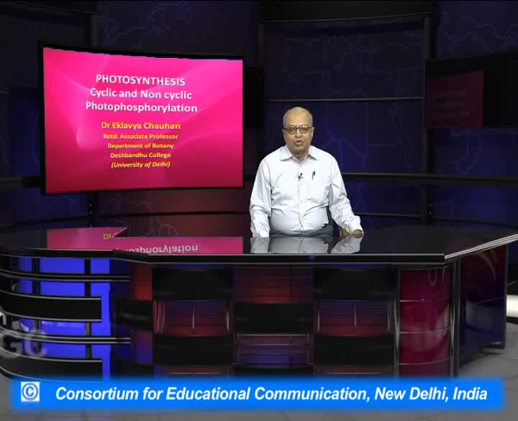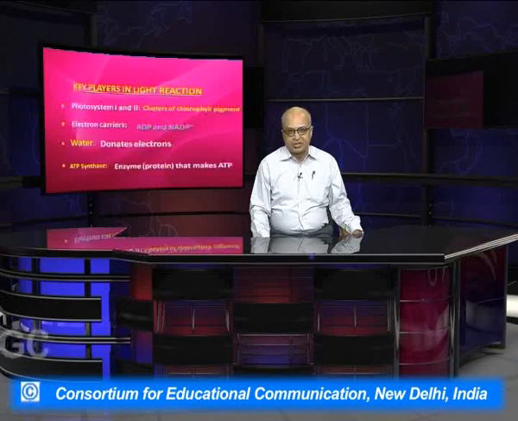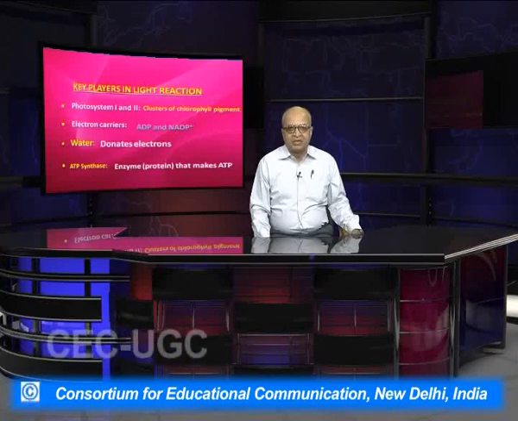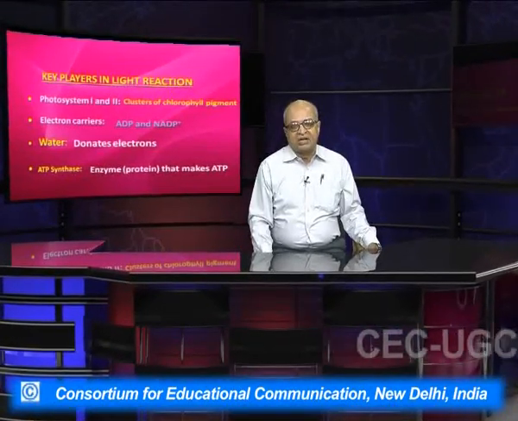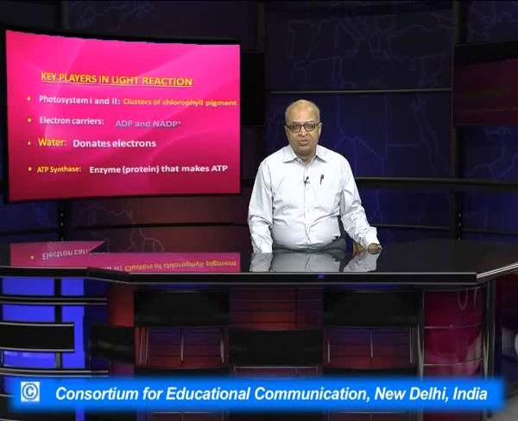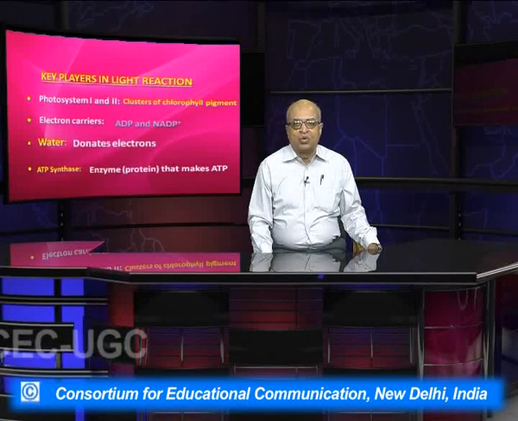Basically, photophosphorylation is going to be the key process of the light reaction, which, along with the formation of NADPH, is going to constitute the raw material for the Benson-Calvin cycle, or the dark reaction. Let us first begin with the key players in the light reaction. We know that they are photosystems 1 and 2.